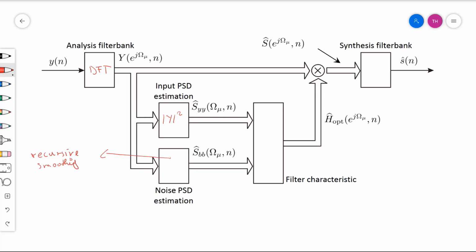So they are not instantaneous estimates, and they smooth the power spectra over time. The first method is the VAD method. It uses a voice activity detection algorithm which detects the presence of speech. If the algorithm does not detect speech in the current frame, the frame is used to update the PSD estimate. During phases of speech, the PSD estimate is not updated at all.